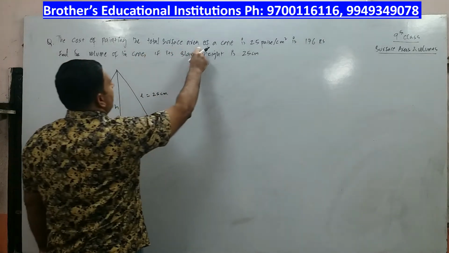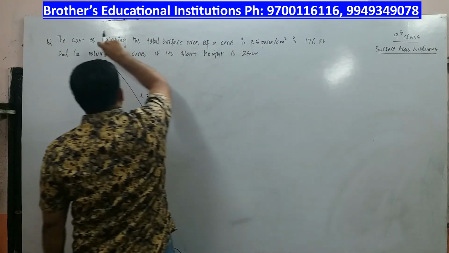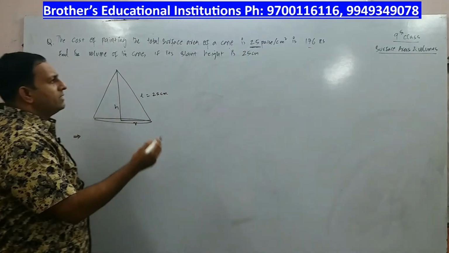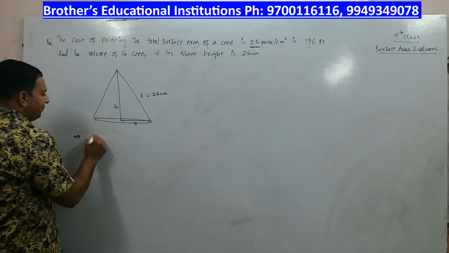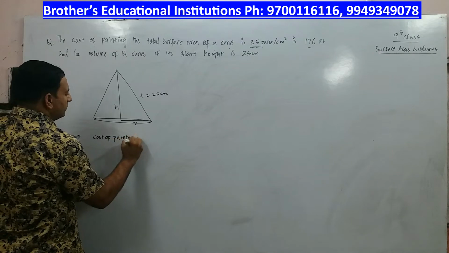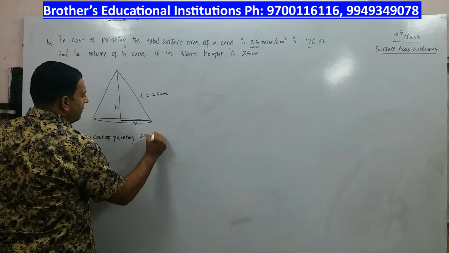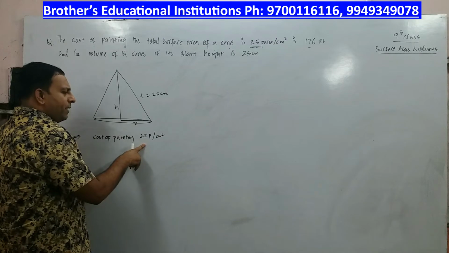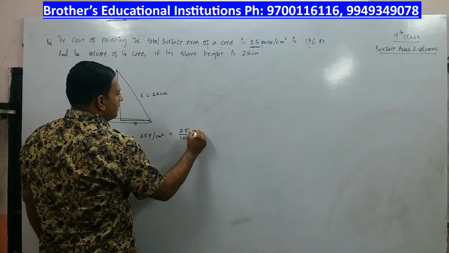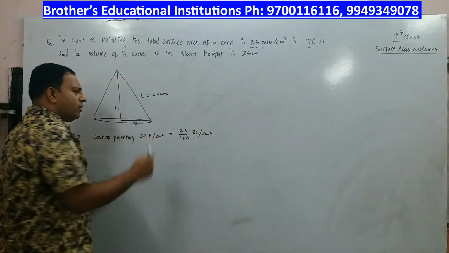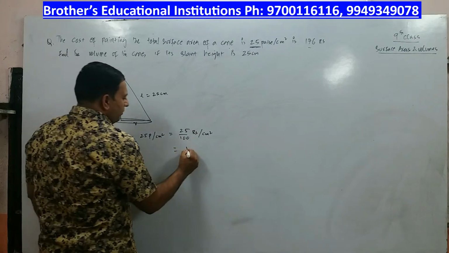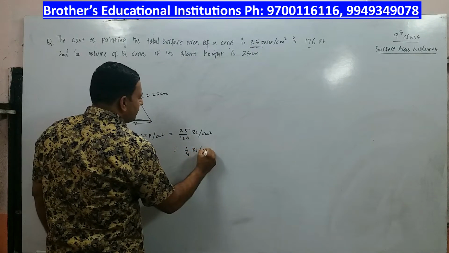The cost of painting the total surface area of the cone is 176 rupees. So the cost of painting is 25 paise per centimeter square. Now 25 paise should be written as 25 by 100 rupees per centimeter square. Why am I converting to rupees? Because the total cost is given in rupees. So this will be equal to 1 by 4 rupees per centimeter square.